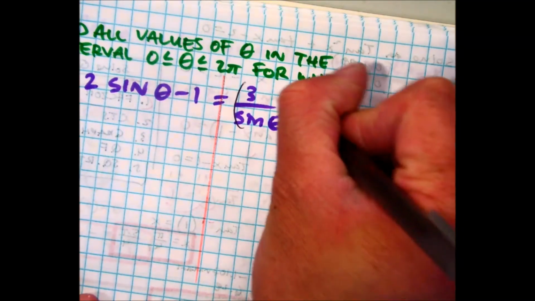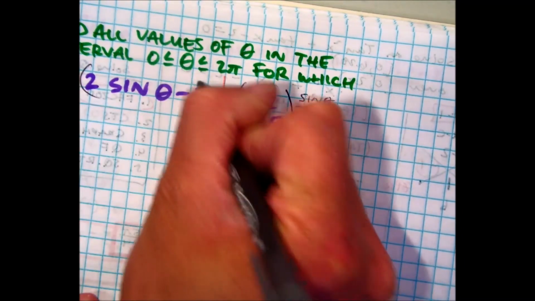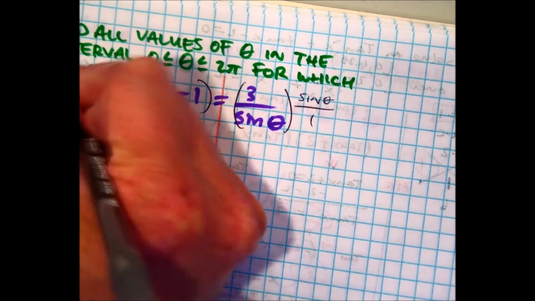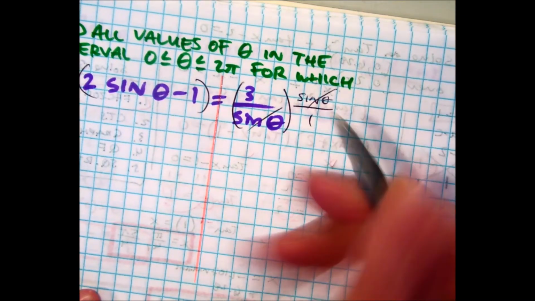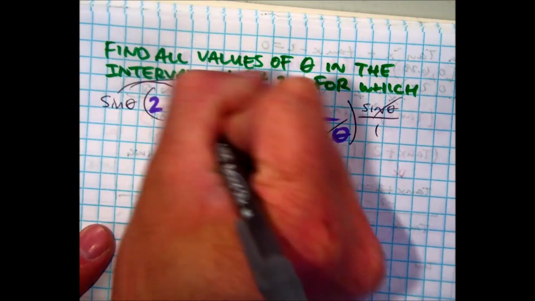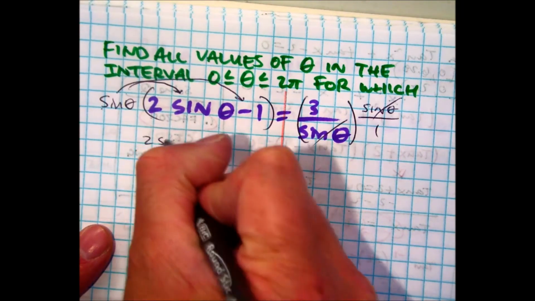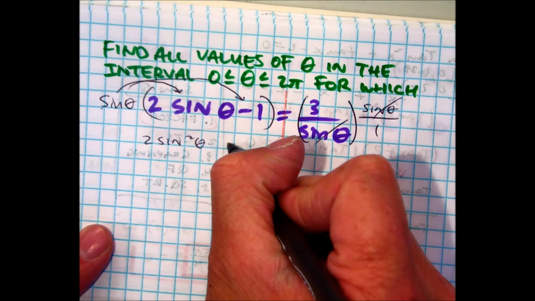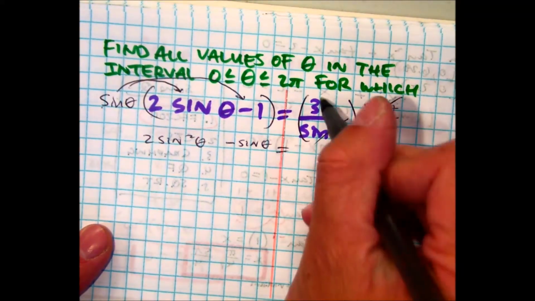To get rid of this fraction, I'm going to multiply both sides by sine of theta. Notice how this side I put as a fraction because you have a fraction, this side does not have one, so I don't need it. Here I can simplify sine of theta over sine of theta equals 1, so those cancel. And then over here I'm going to distribute. Class, what's sine times 2 sine? 2 sine squared. And sine times negative 1? Negative sine theta. This side, these cancel and left with a 3.